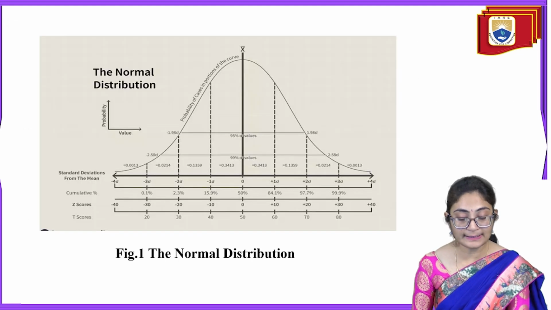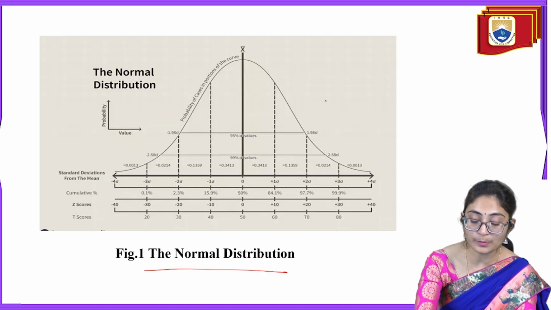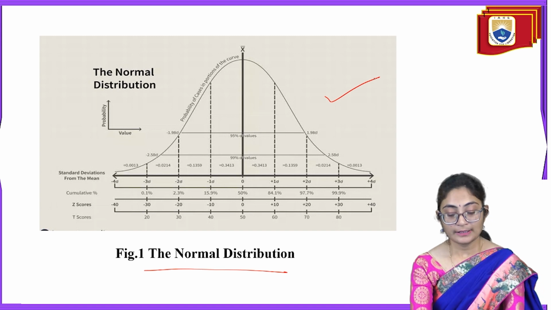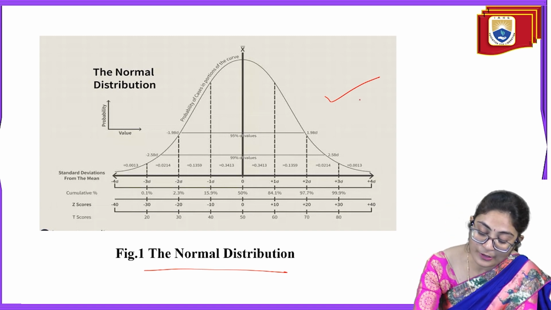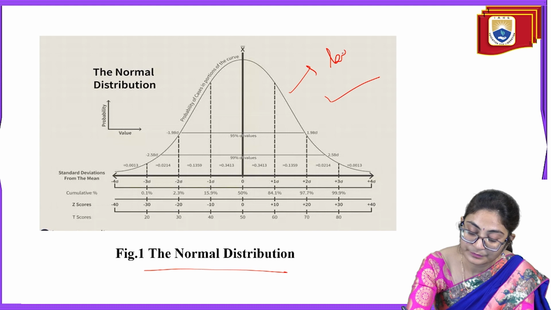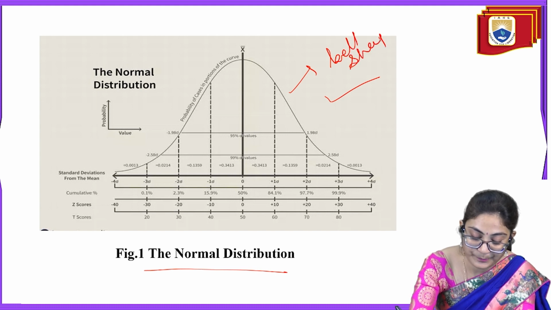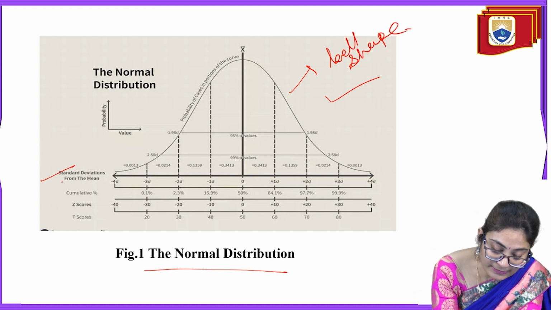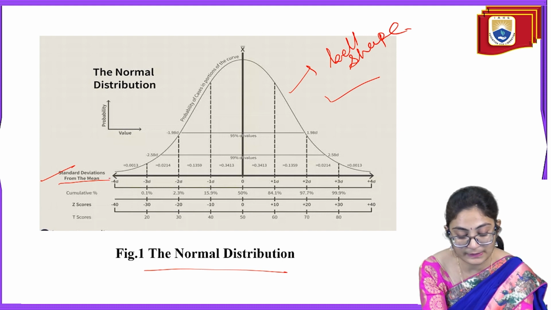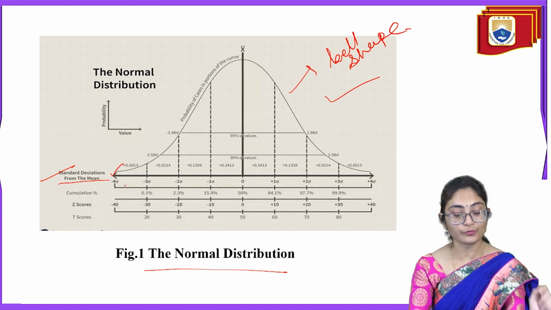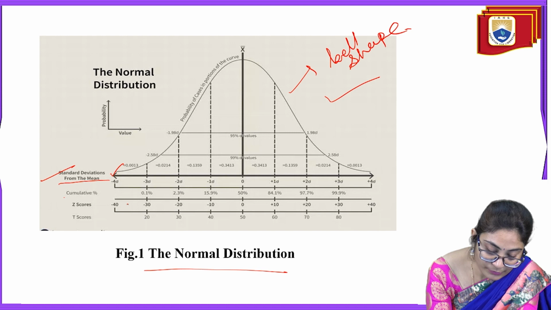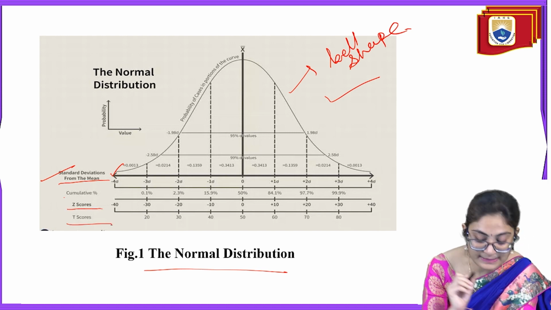So see, this is your normal distribution. We have shown this normal distribution, this is your bell curve, bell shape. This is your standard deviation from the mean. This row is showing standard deviation from the mean. Then this is your z-score and t-score.